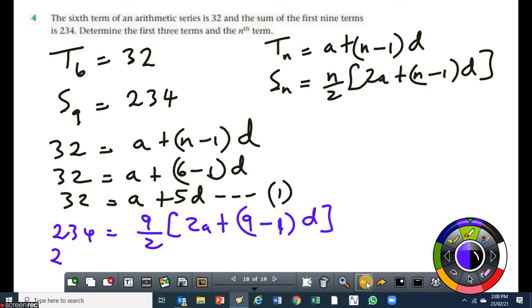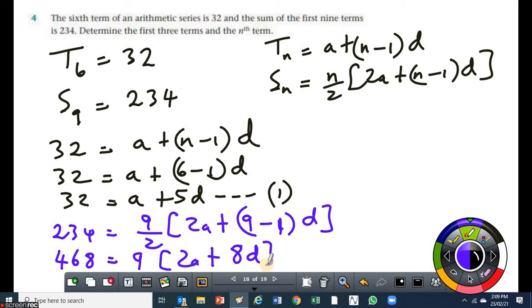So I'm going to multiply this 234 by 2. Okay? So that will give me 468. If I simplify what's inside the brackets, before I simplify, I'm going to add 9, then open square bracket, 2a plus, that will be 8d. Okay? Then I'm going to move on to the next page, I'll simplify this. Are you following what I'm doing?